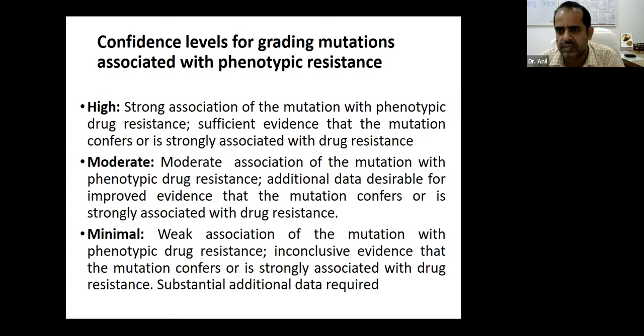Moderate means a moderate association is there. More data is required. You cannot report it as resistant, but you can report that a mutation has been identified which is of moderate significance. It may not be associated with phenotypic resistance. Minimal is something that is totally benign. It doesn't confer any phenotypic resistance. So you get a lot of mutations, SNPs, but they may not confer phenotypic resistance.